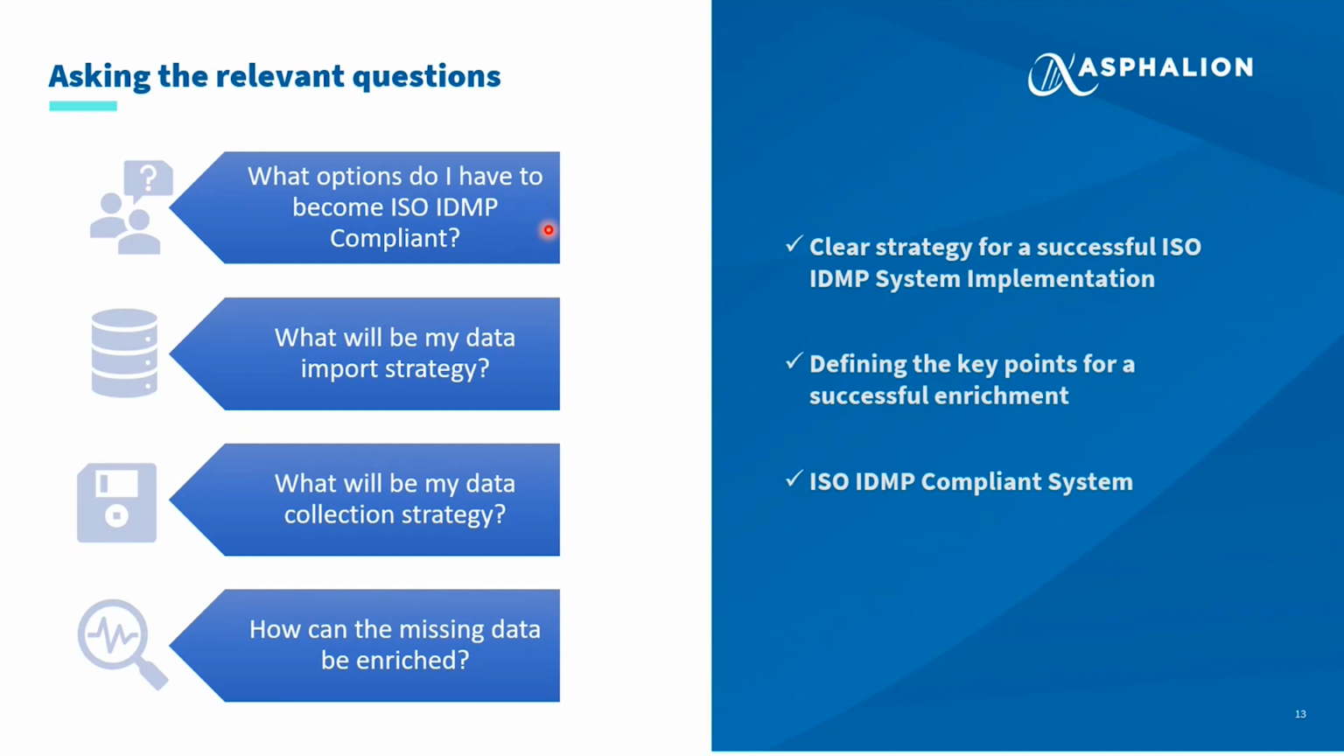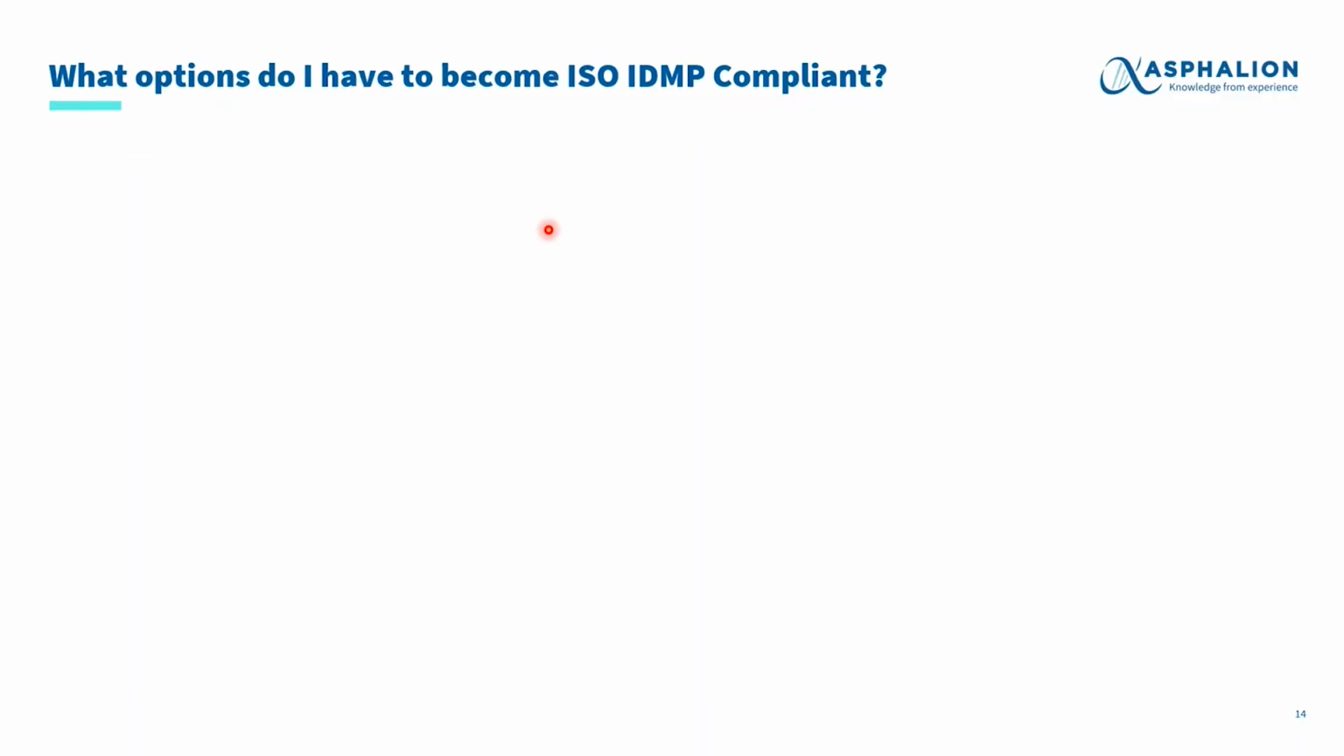What options do I have to become ISO IDMP compliant? There are mainly two options. The first one would be building your own ISO IDMP compliant system. What does this mean? It means that, either from scratch or from an already existing system, you adapt or build the system so that it contains the same data model as ISO IDMP. You transform into an ISO IDMP compliance system.